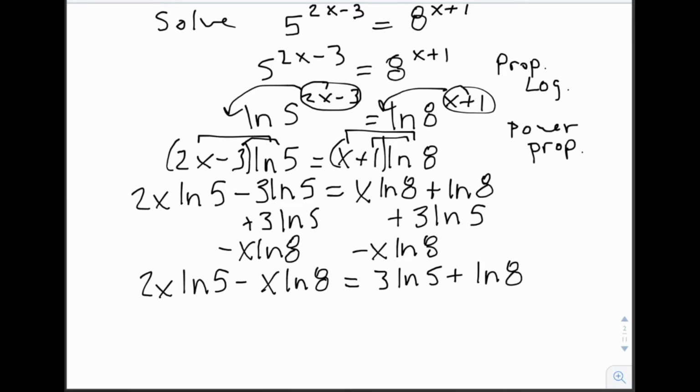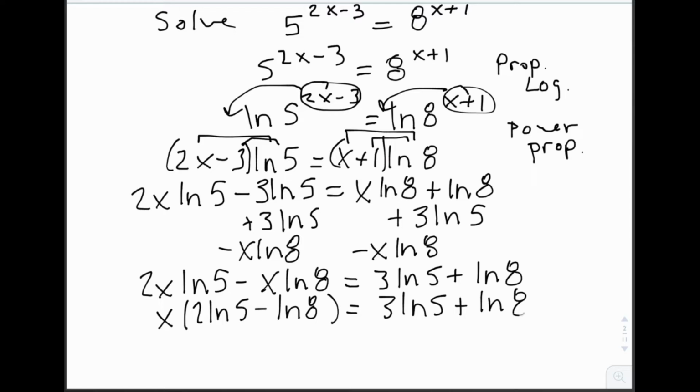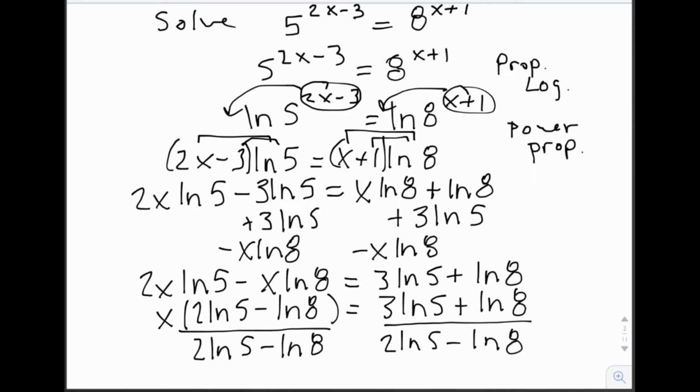So let's go ahead and try to pull an x out on our left hand side. So pulling an x out on our left hand side, we should get an x and then a 2 natural log of 5 minus a natural log of 8. And that's going to be equal to a 3 natural log of 5 plus a natural log of 8. So now all we need to do in order to solve for that x is go ahead and divide by 2 natural log of 5 minus natural log of 8, and then do the same on our right hand side. So 2 natural log of 5 minus the natural log of 8.